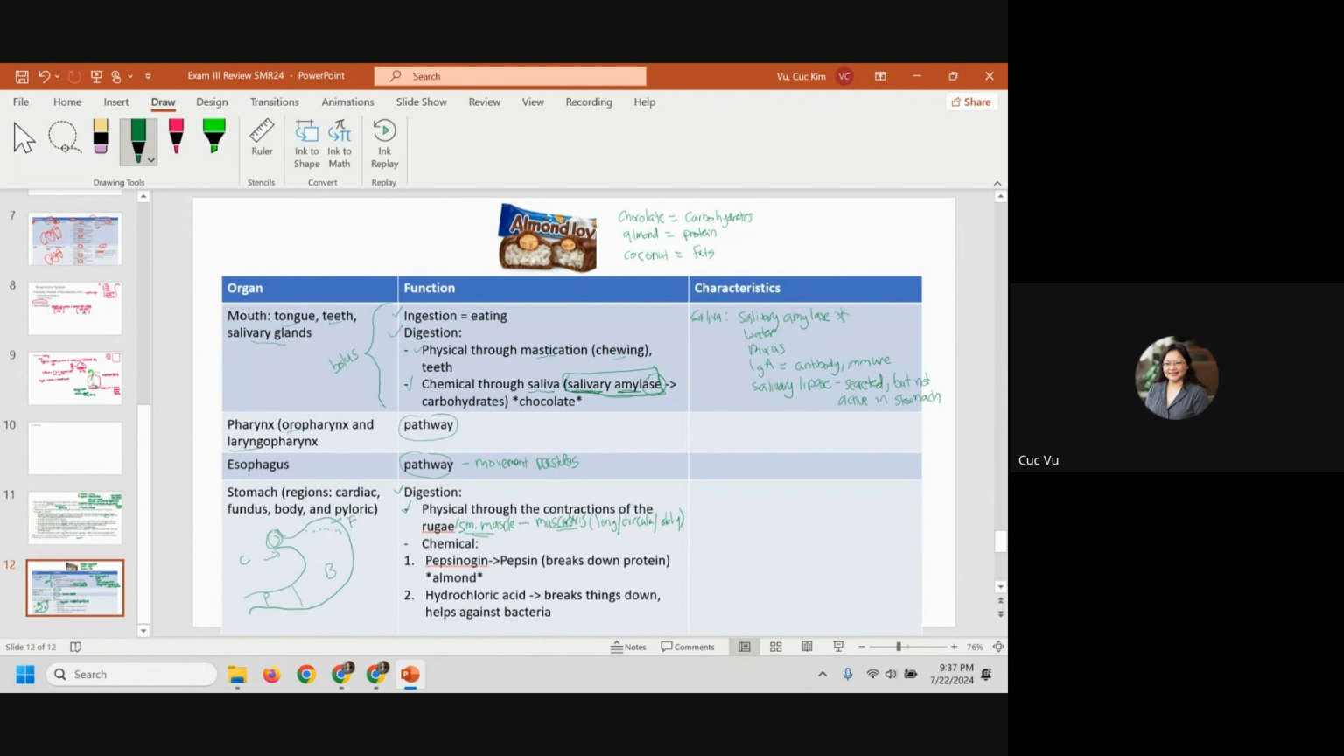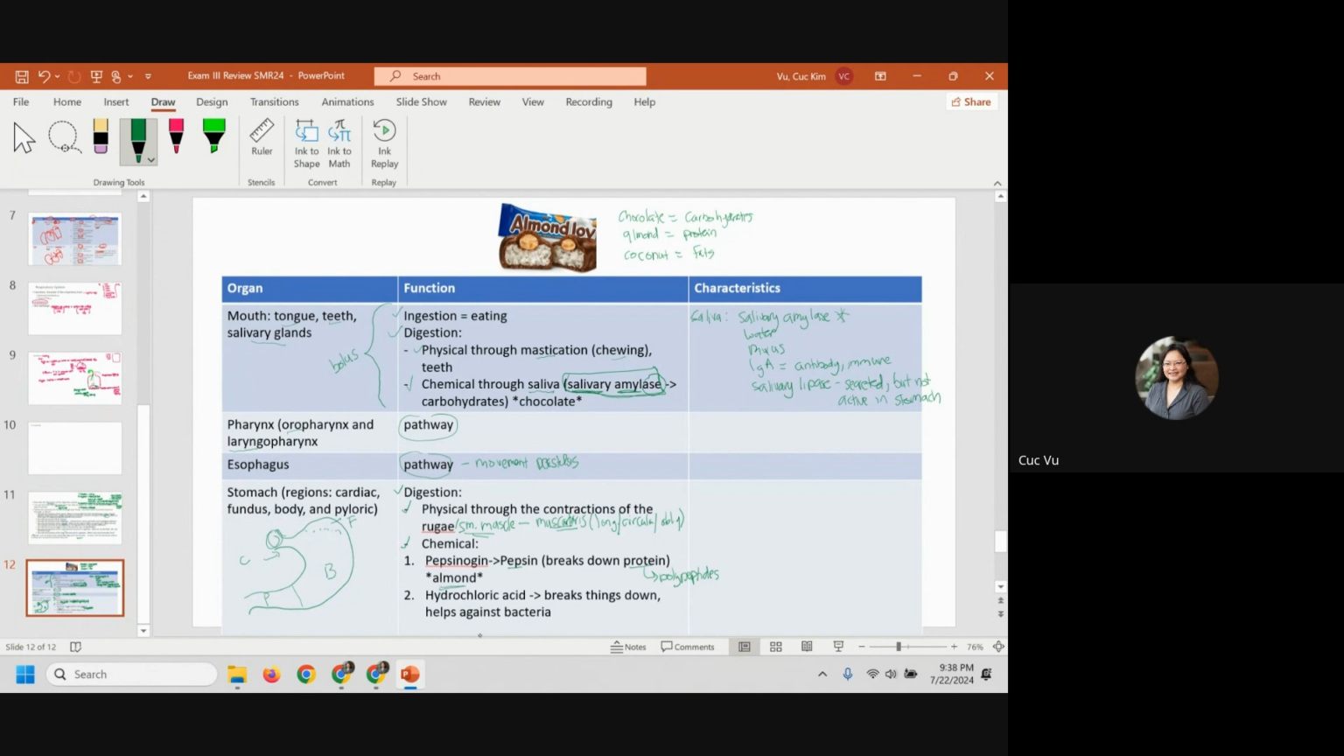So the contractions of them lead to the churning or the physical breakdown. You also have chemical breakdown. You've got pepsinogen that breaks down into pepsin, and pepsin breaks down proteins. It's going to break proteins down to polypeptides. So it's going to essentially break down the almonds.